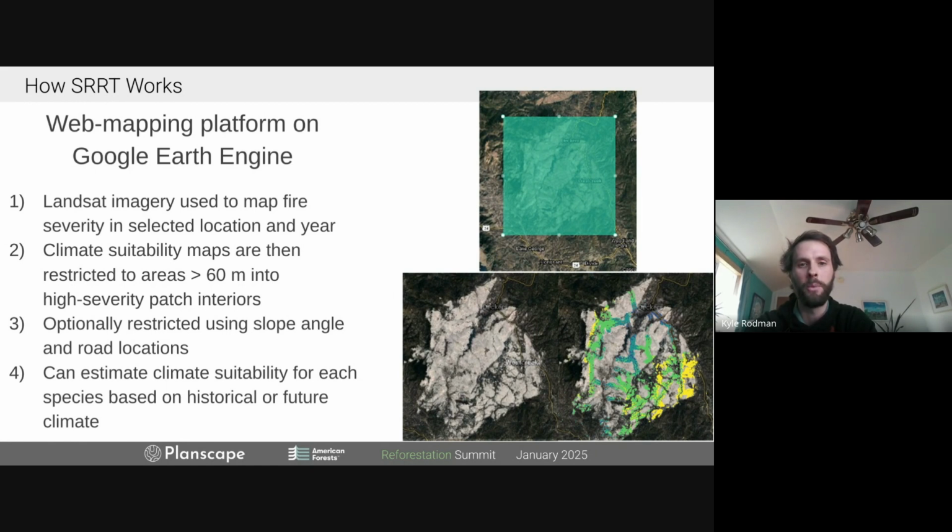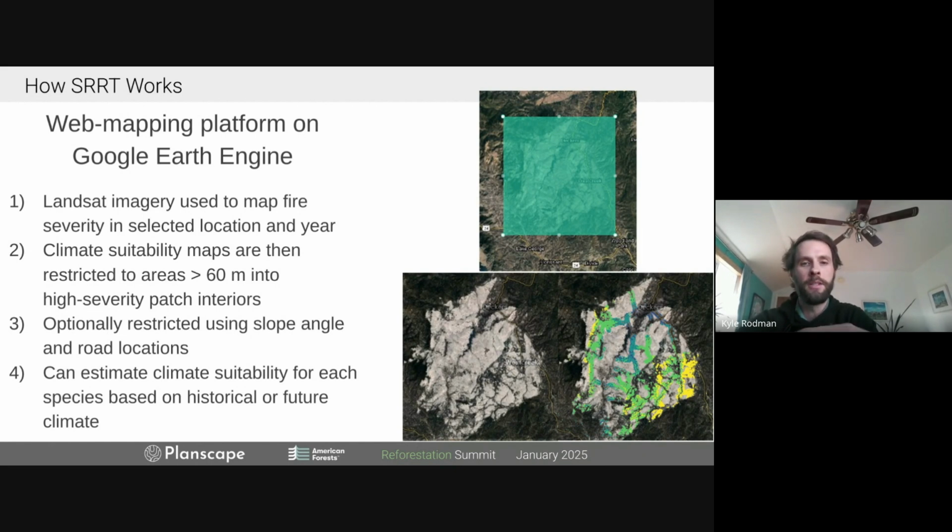So we're incorporating best available mapping methods and best available data generated on the fly within the tool to do the analyses that are needed. Once the fire severity map is generated, we use these climate suitability maps, which are generated from that previous paper and some of the statistical models built into that analysis.